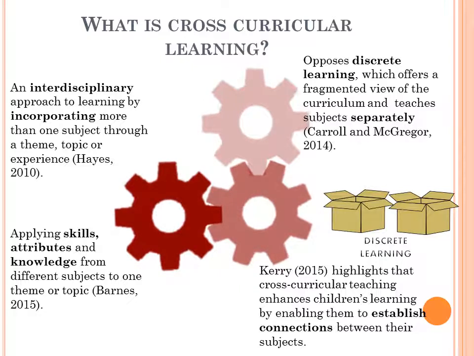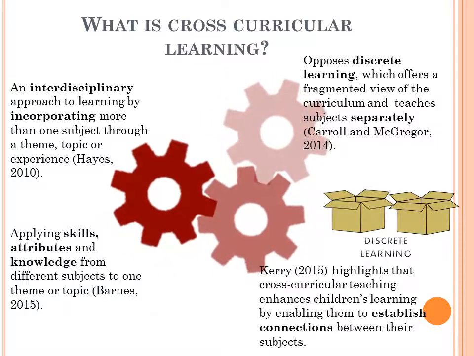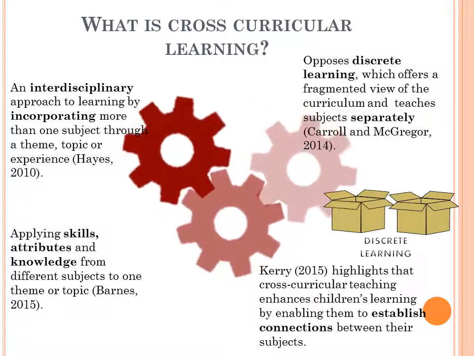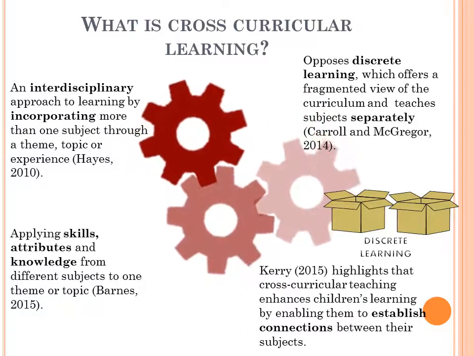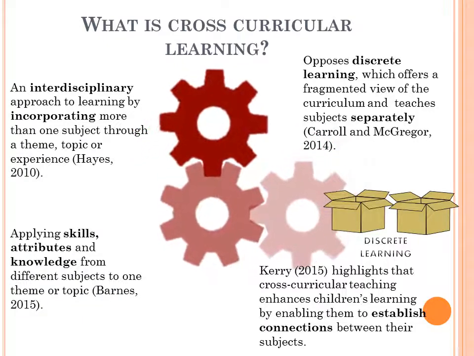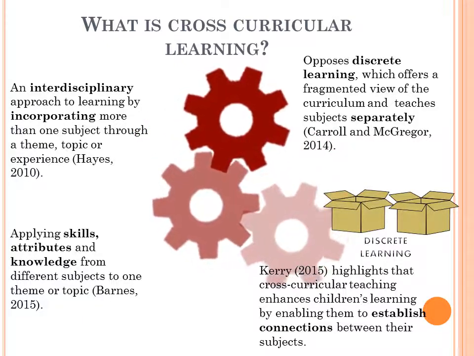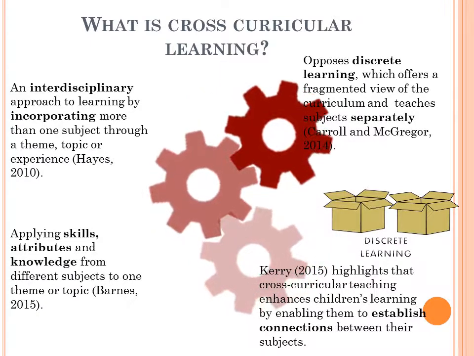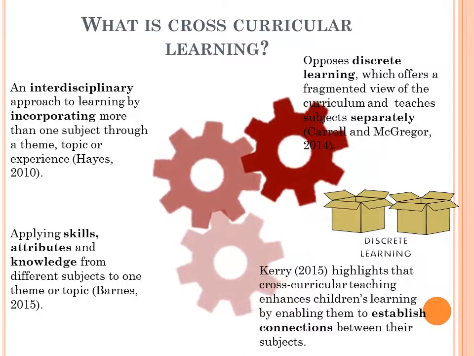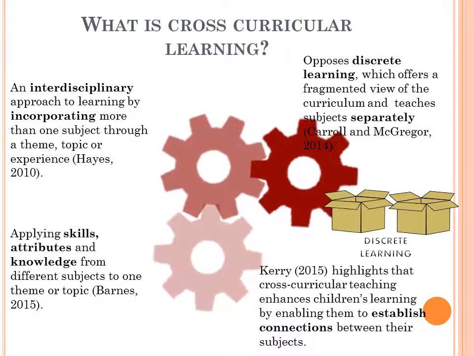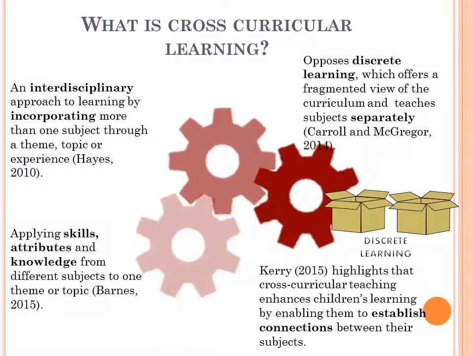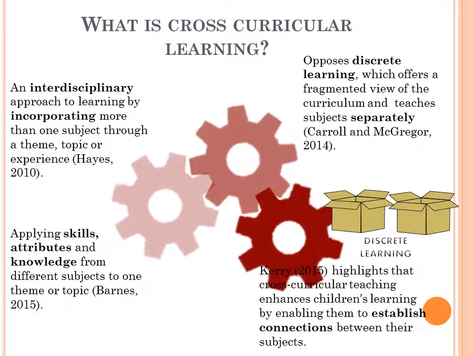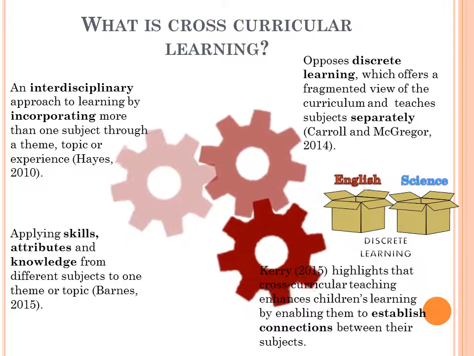What is cross-curricular learning? Hayes 2010 describes cross-curricular learning as an interdisciplinary approach to learning by incorporating more than one subject through a theme, topic or experience. This is further supported by Barnes 2015, who states that applying skills, attributes and knowledge from different subjects to one theme or topic. Carroll and McGregor 2014 explains that cross-curricular learning opposes discrete learning, which offers a fragmented view of the curriculum and teaches subjects separately.